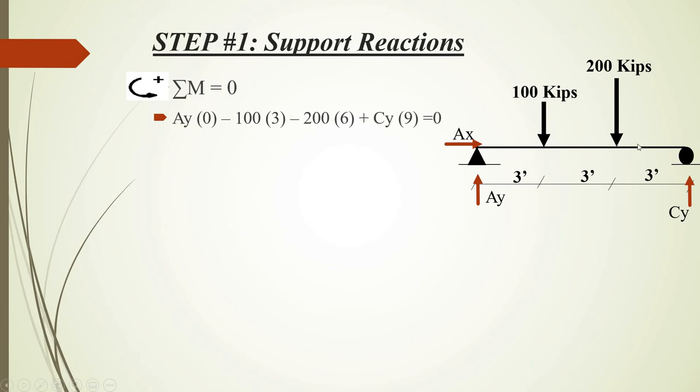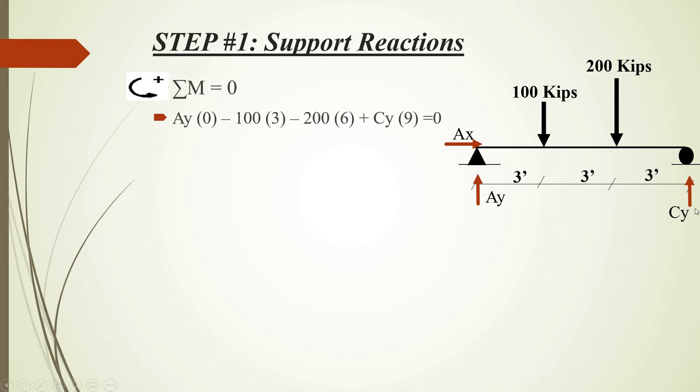And the next force that I come across is this 200 force. The distance of this force with respect to A is 3 plus 3, that is 6. And again, if I consider A as pivot, 200 is going to rotate clockwise.